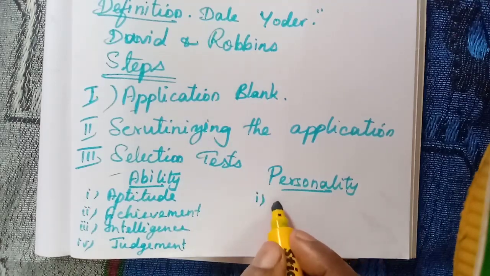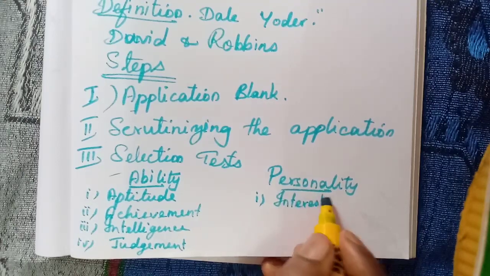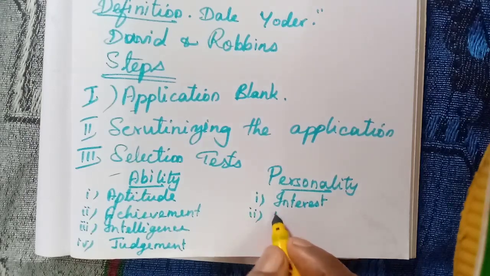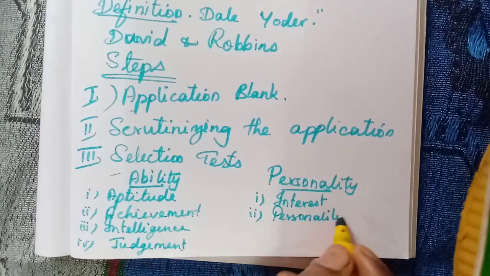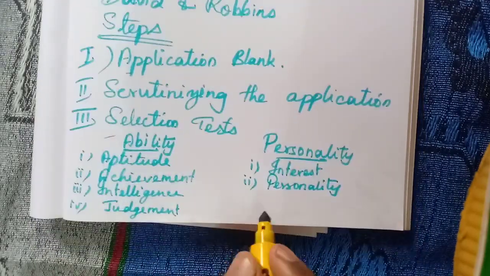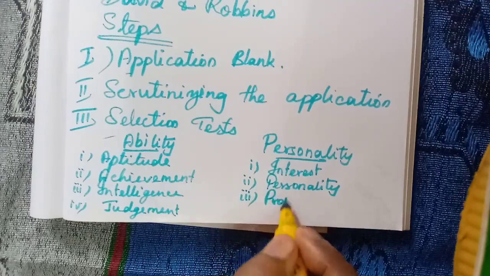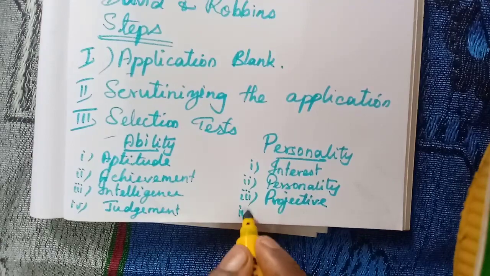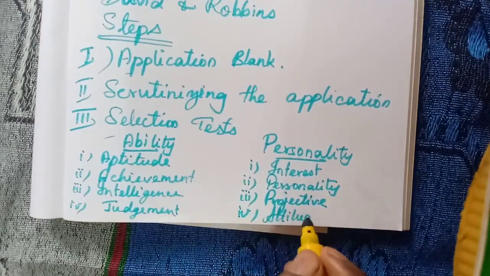Then interest test under personality. What are their interests in doing the job? Then personality test. Then projective test. Each test we are going to learn in detail. Okay. Then attitude. What is his attitude?